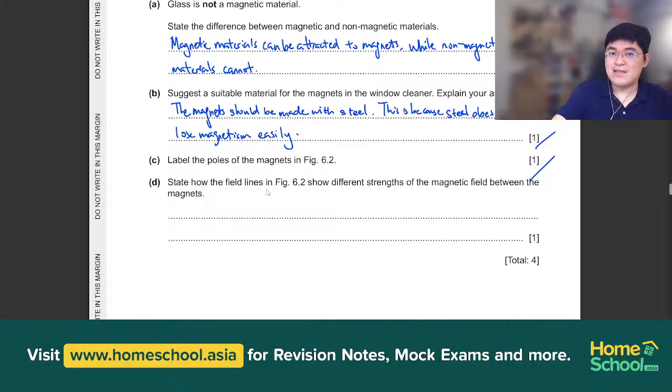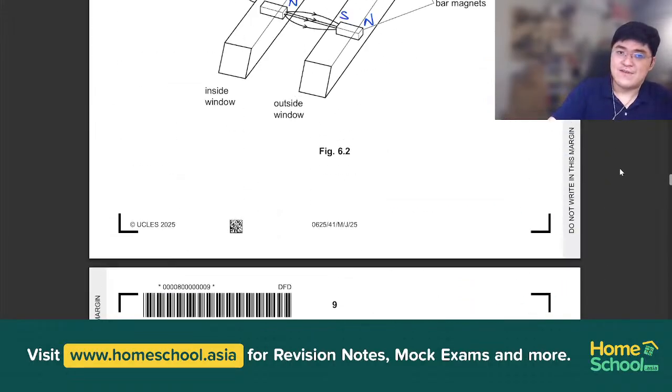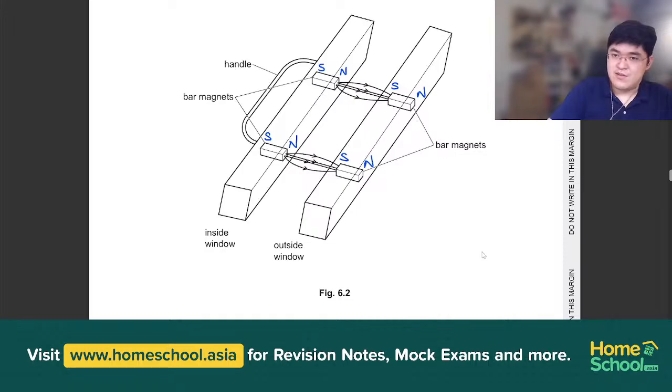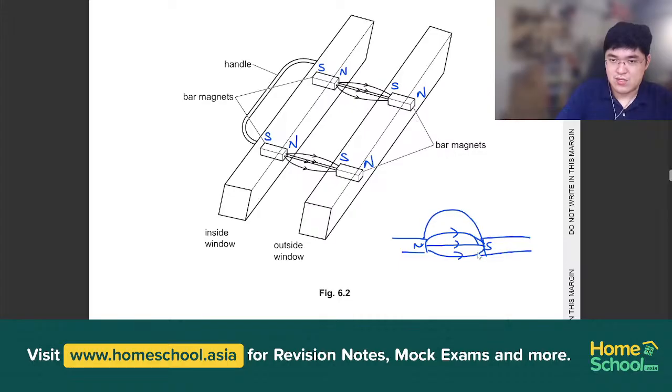State how the field lines in 6.2 show different strengths of the magnetic field between the magnets. So, how does the field line show different strengths of magnetic field? If you do notice, when a magnet, north and south, are brought together, you have like, say, one line here, you have a second line doing this, it should go here, and then it should go here, and so on and so forth.